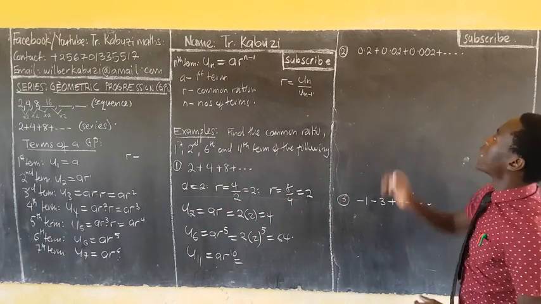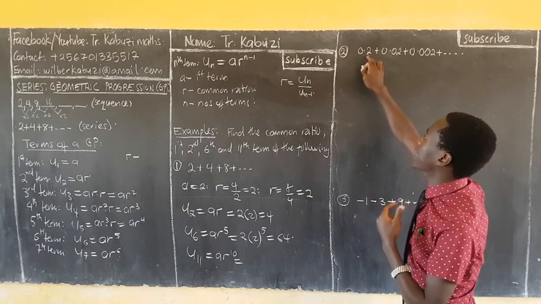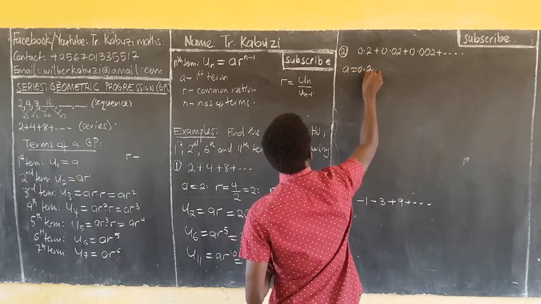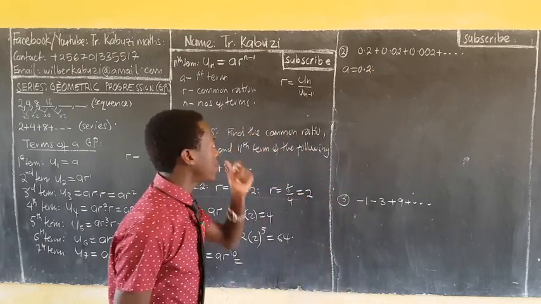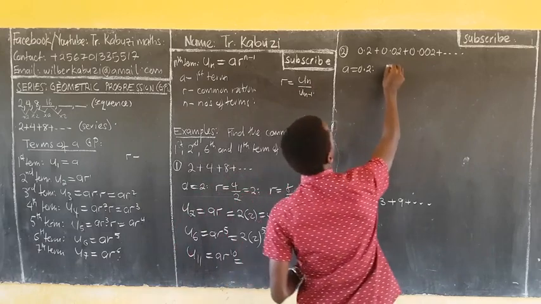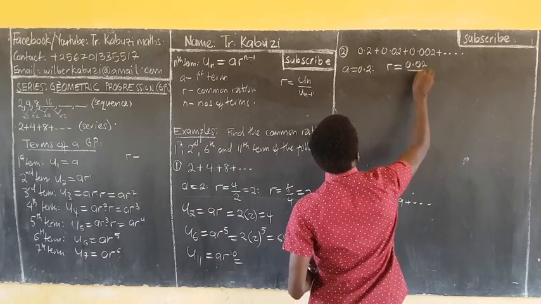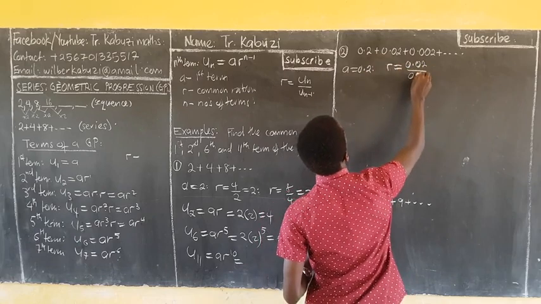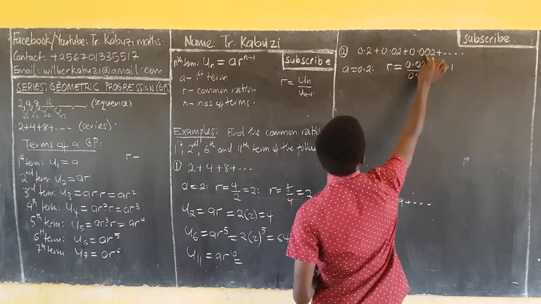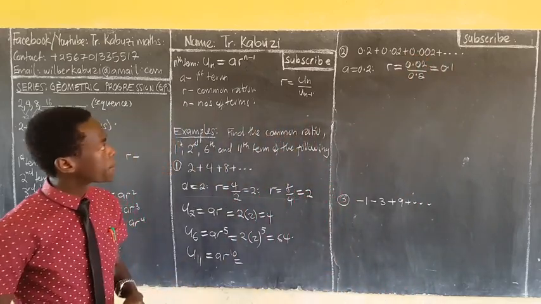When I come to this next one, still the first term is what we take to be our A. So my A now here is 0.2. Now, to get the common ratio, you take the term divided by the term before it. So from here, my R will be this term 0.02 divided by the term before it, 0.2, and I get 0.1. But if you get this divided by this, it will give you the same answer.